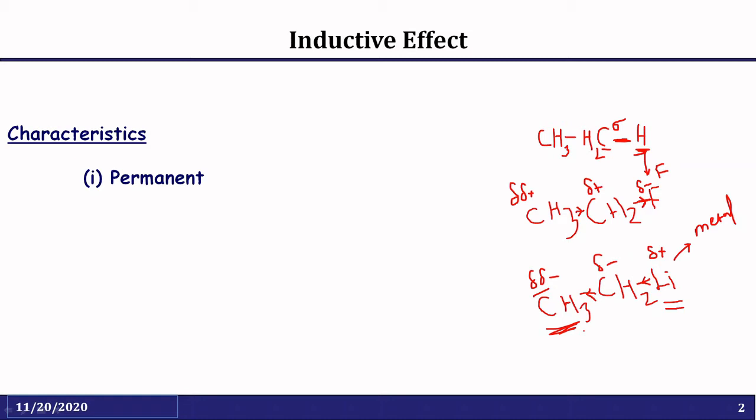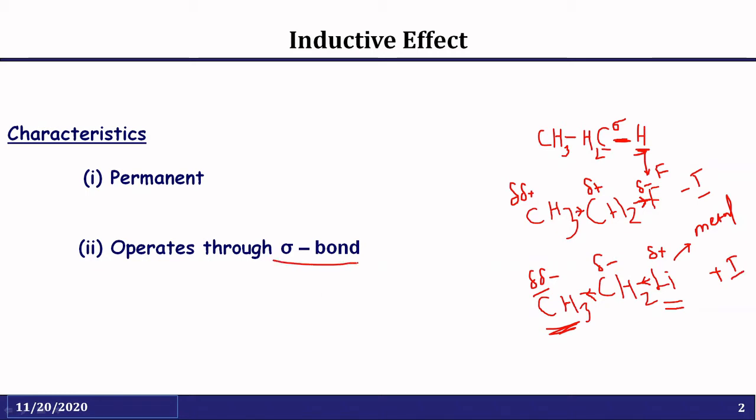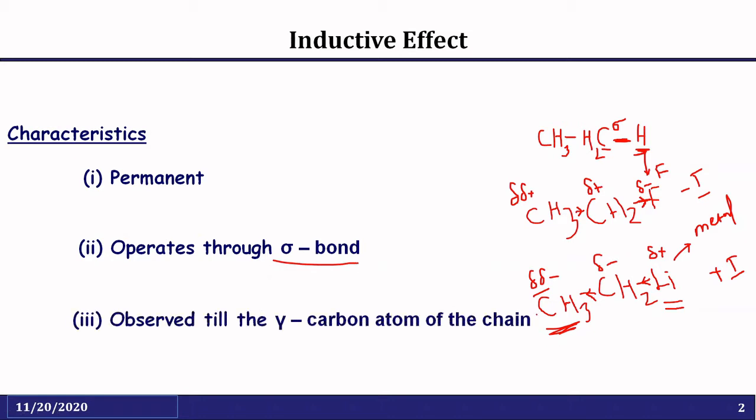In the case of fluorine, it is called the minus effect. In the case of lithium, it is called the plus effect. This effect operates through the sigma bond, and you should also note that it extends till the gamma carbon atom. It will not operate beyond this, not in the fourth carbon atom. So this is about the inductive effect.